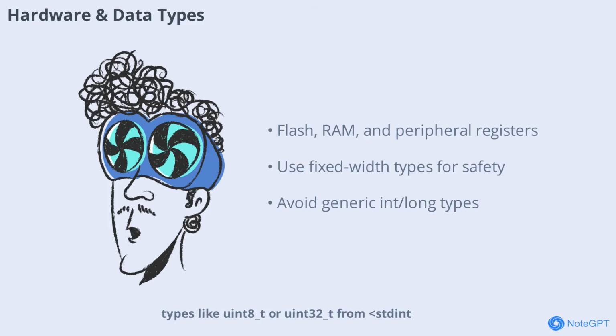Using fixed-width types like uint8_t or uint32_t from stdint.h ensures portability and predictable memory usage, which is critical for protocol handling and memory-constrained systems. Avoiding generic int or long types helps prevent subtle bugs due to varying sizes across platforms. These practices lay the groundwork for robust and portable embedded applications.